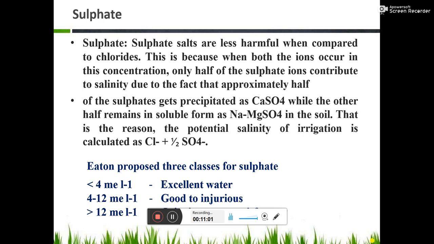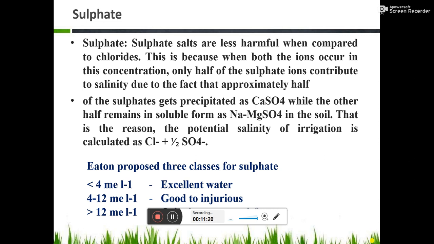So Eaton proposed three classes for sulfates. If the value is less than 4 milliequivalent per liter, it is considered excellent water. If the value is between 4 to 12 milliequivalent per liter, it is good to injurious.